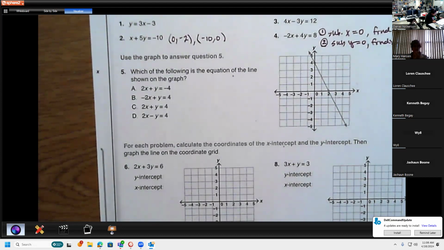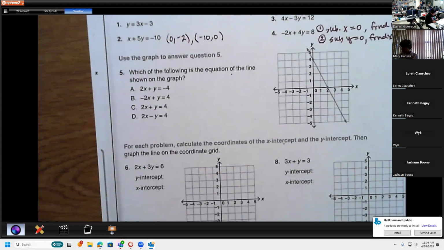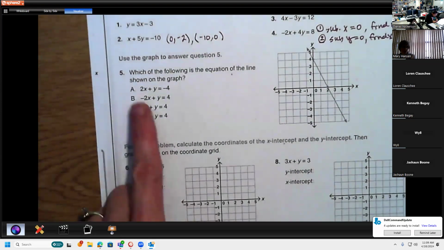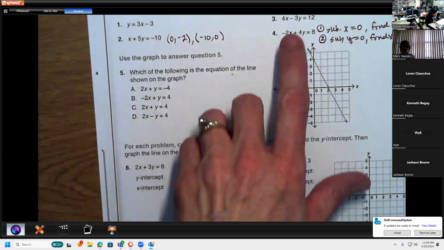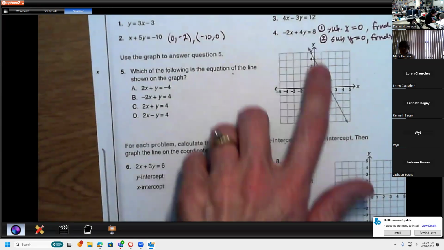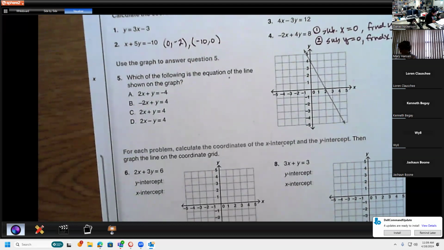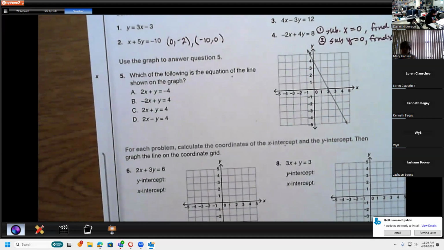Number 5 is a question that would be realistic for the GED, and you have enough skills to figure this out now. Number 5 says, which of the following is the equation of the line shown on the graph? So they're saying one of these equations matches this picture of the line. Do we have thoughts about how we would figure that out?